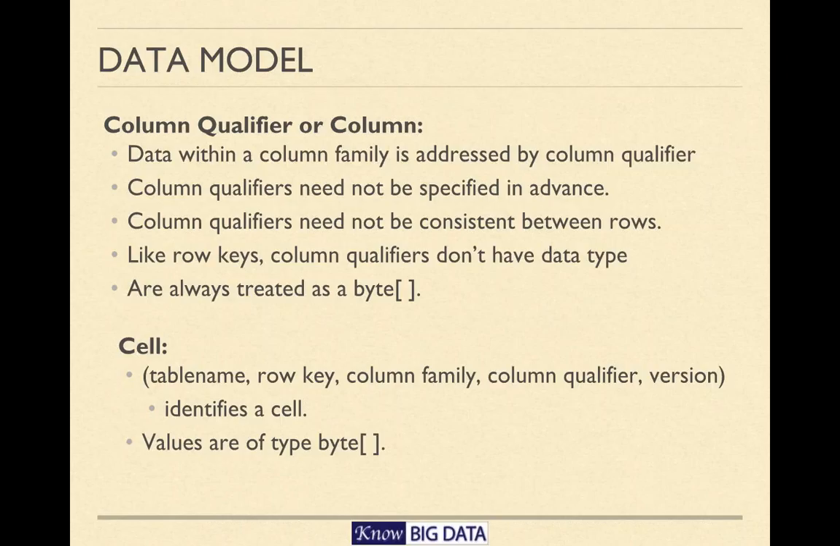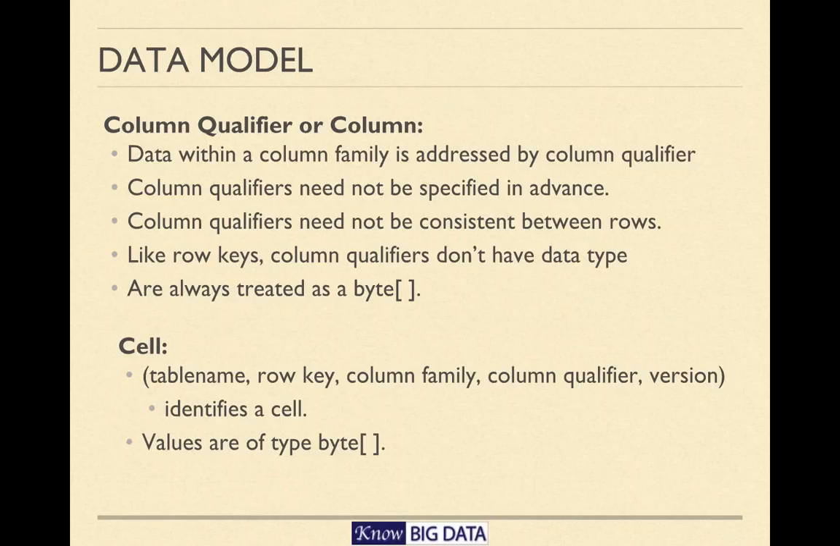All right. So a cell is defined by table name, row key, column family, column name, and the version. Version is something you need to understand. Every cell has got a version. So you have row, you have column family, column name, and for a given row and a column family, there is a cell. And a cell has multiple versions.